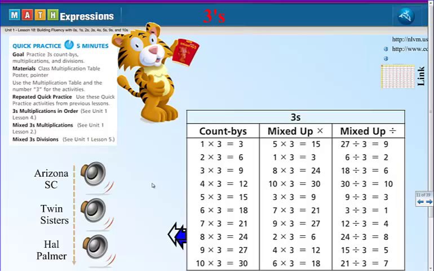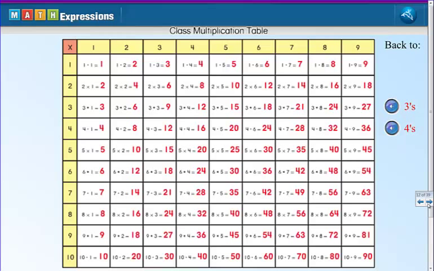3 times 6 is 18. 3 times 7 is 21. And 3 times 8 is 24. 3 times 9 is 27. 3 times 10 is 30. 3 times 11 is 33. And 3 times 12 is 36. Anyway, you get the idea.